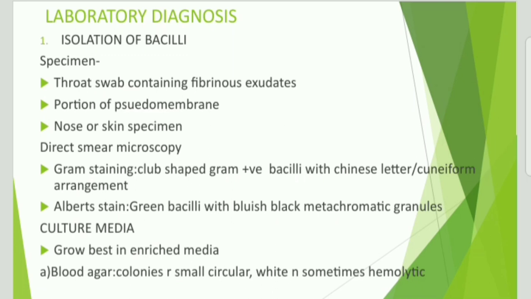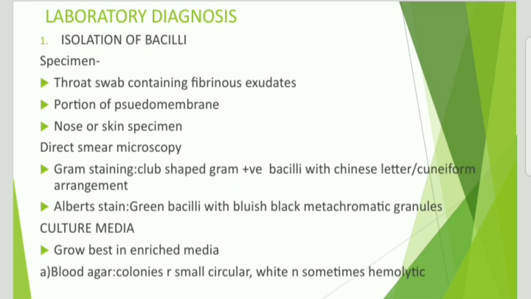For the laboratory diagnosis, we should isolate the bacilli. Which specimen will we collect here? We know this bacteria can cause pharyngeal diphtheria, so we can collect the throat swab containing the fibrinous exudates. During pharyngeal diphtheria, a pseudomembrane will be formed, so we can use this also as a specimen. We know one more thing, that this bacteria can cause cutaneous diphtheria, so we can collect a skin specimen.